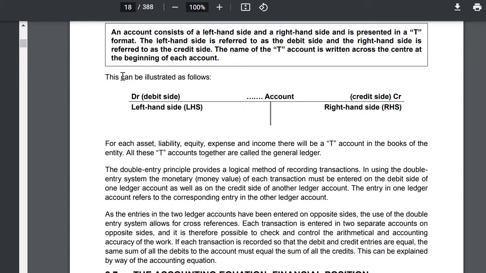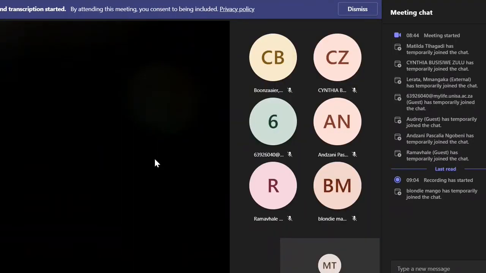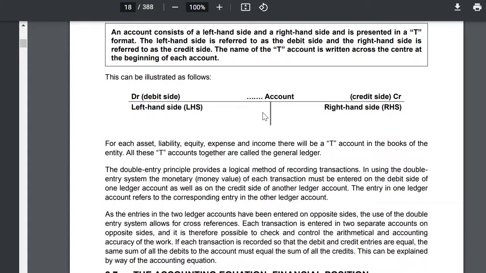So I'm going to give you an example for us to apply this double entry principle. For example, there is a company called Walton Stationers. What is the main form of business of Waltons? Waltons buys and sells stationery. You are now the bookkeeper or the accountant of Waltons. You are in a position whereby you're the bookkeeper or accountant of Waltons, which buys and sells stationery.